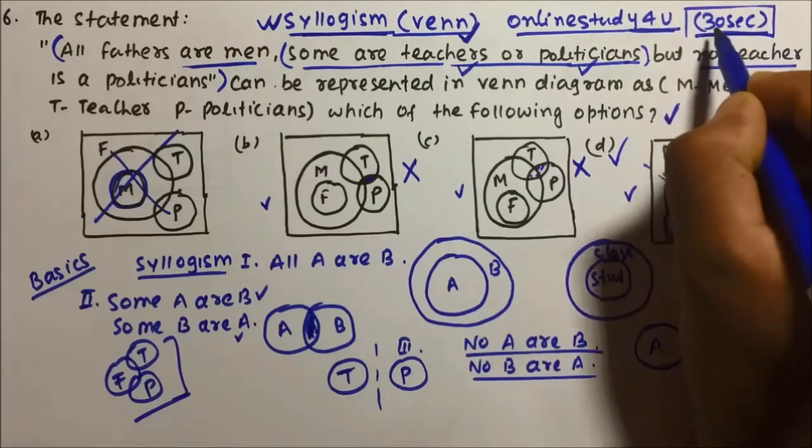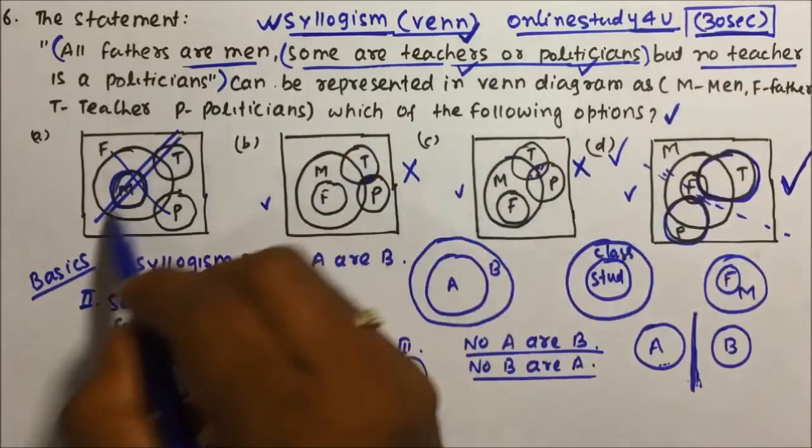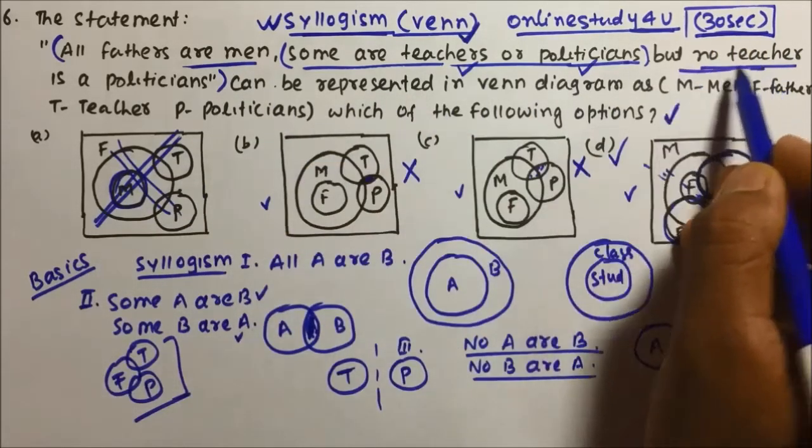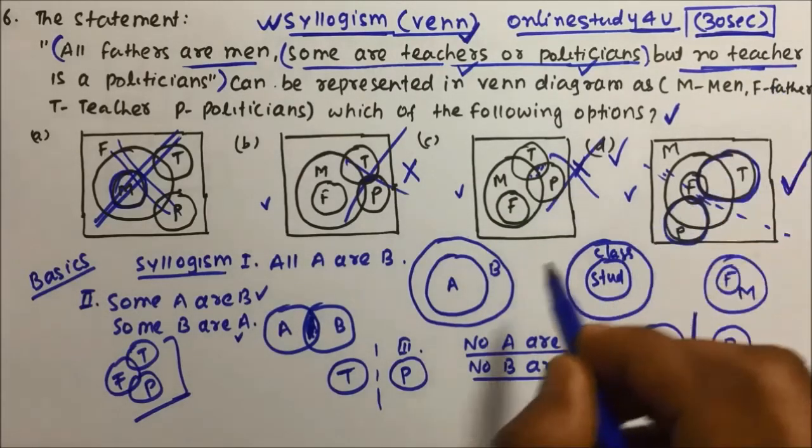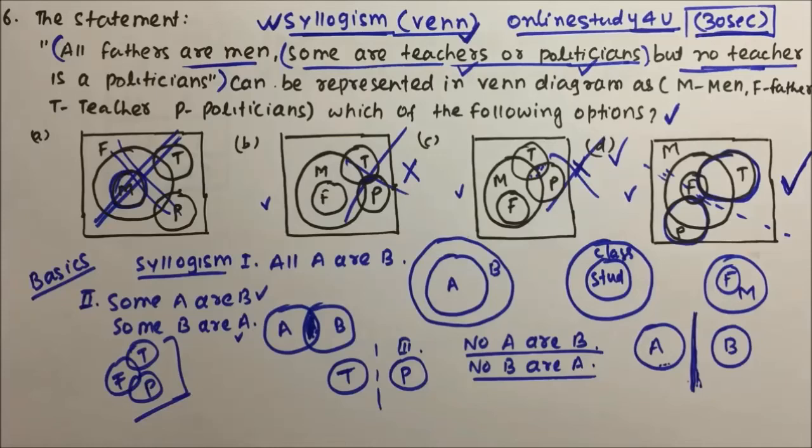Friends, frankly speaking, it takes 30 seconds. All fathers are men, so the first diagram is ruled out. No teacher is a politician, so the second diagram is ruled out. The third diagram is ruled out. If you know the basics of syllogism, you tell me how much time it will take. So the questions of TCS NQT are very, very easy. The only thing is you need to know the basic concept of each and every topic.